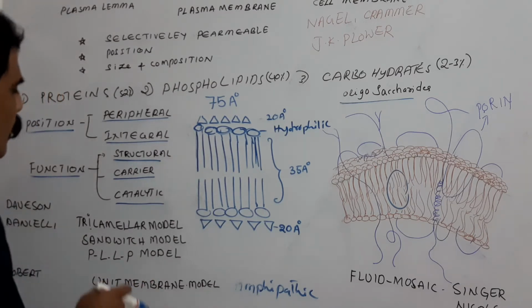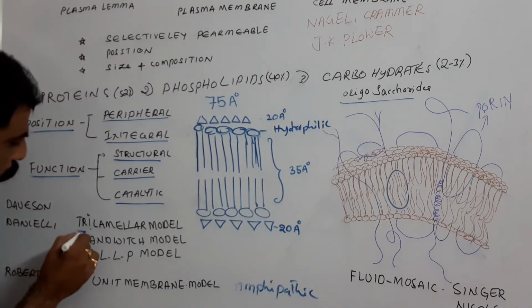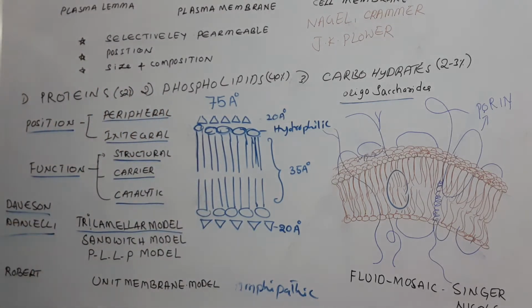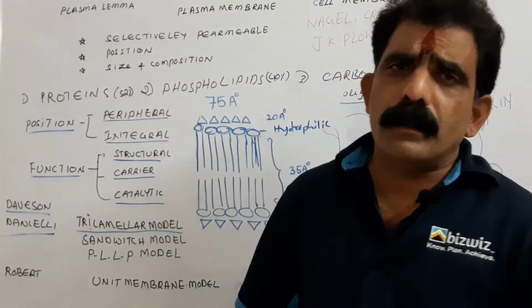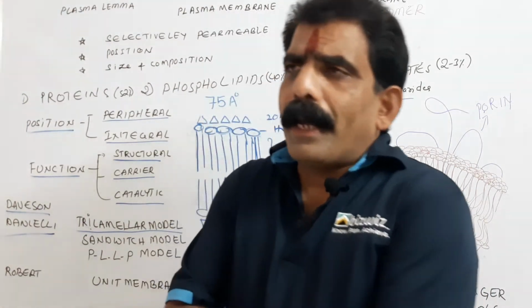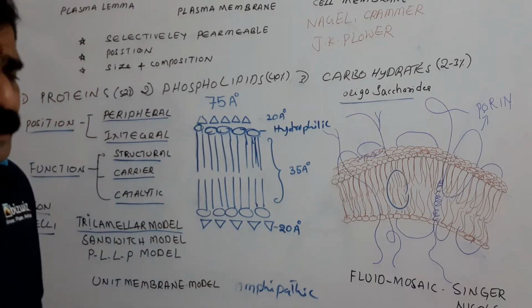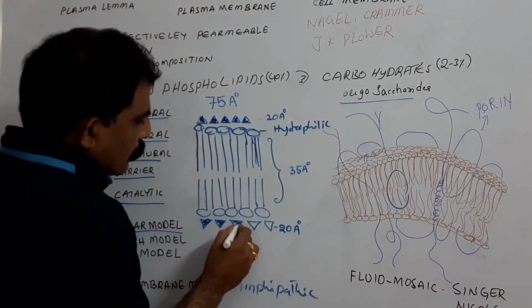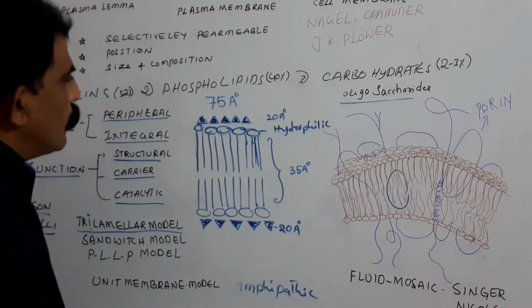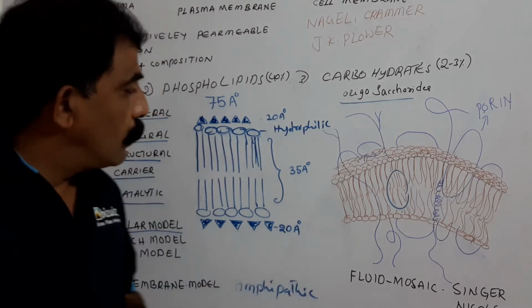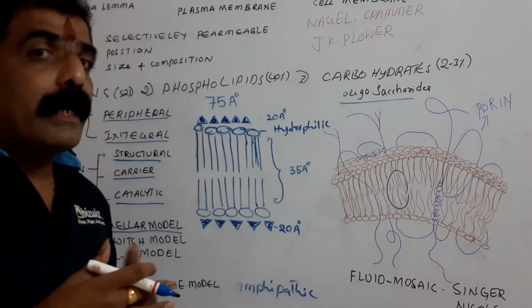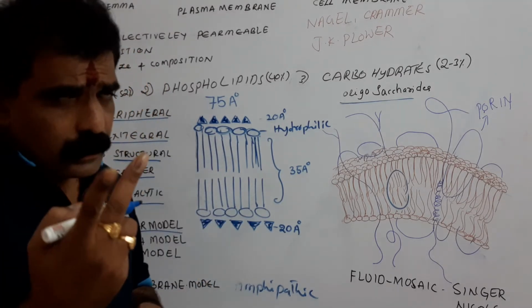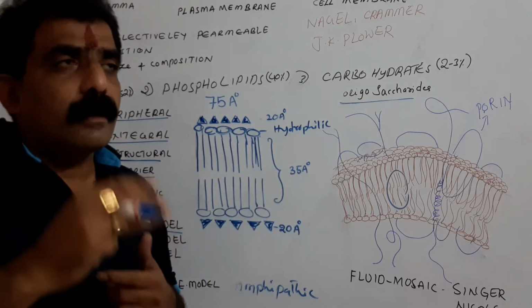Coming to the first model, the trilamellar model. 3 layers present, hence trilamellar. Proposed by Davson and Danielli. They are the workers who proposed the trilamellar model. According to this model, there are 3 layers in the plasma membrane. 2 are dark colored layers like this, and 1 is a light colored layer like this. These dark colored layers represent protein layers, whereas this light colored layer represents a bilipid layer. So 2 monolipid layers together constitute the bilipid layer. Hence 2 protein layers, 1 bilipid layer. Together 3 layers. That is the trilamellar model.